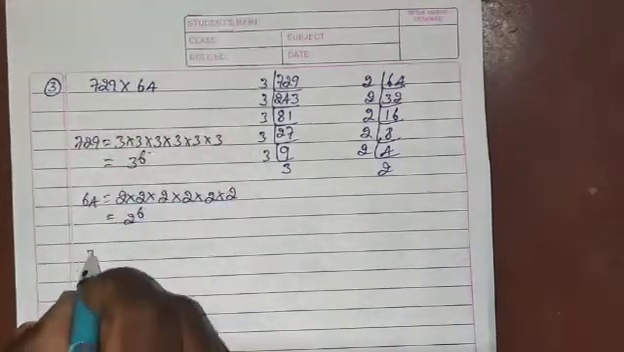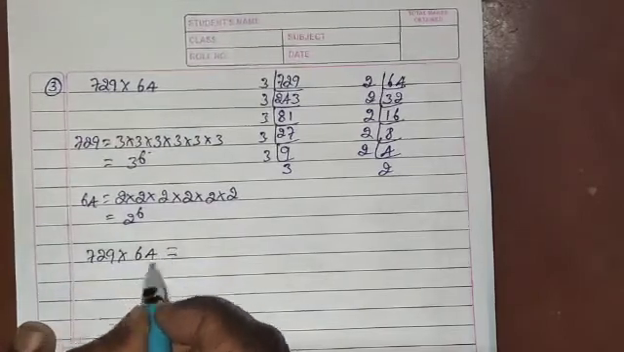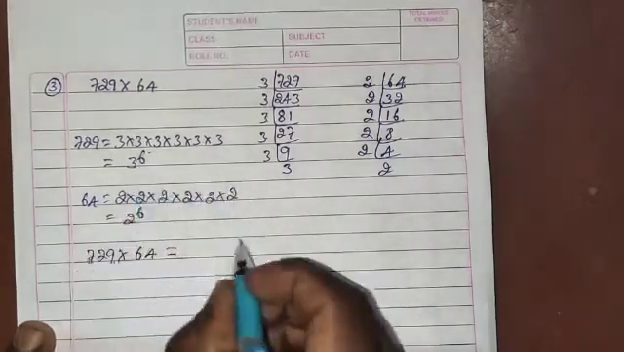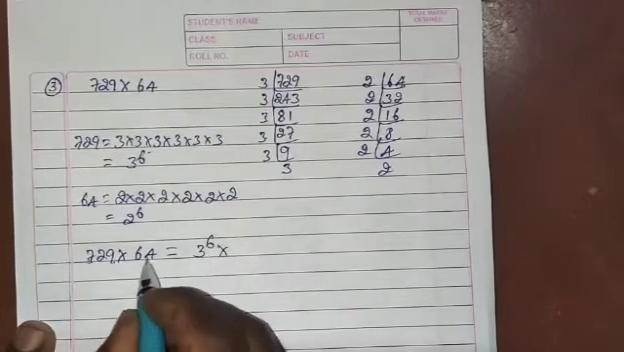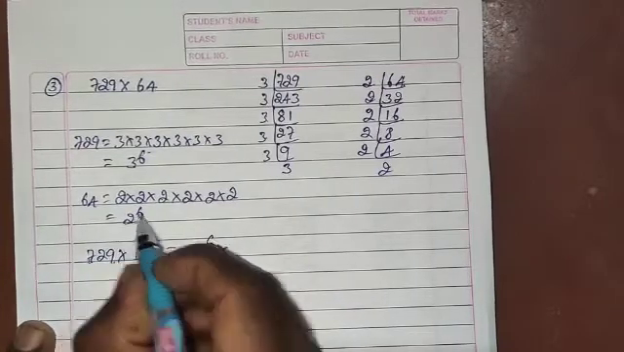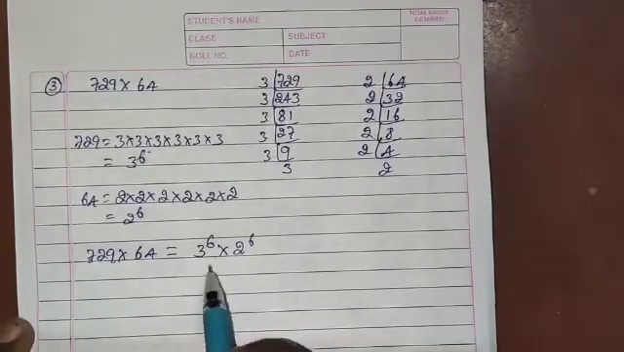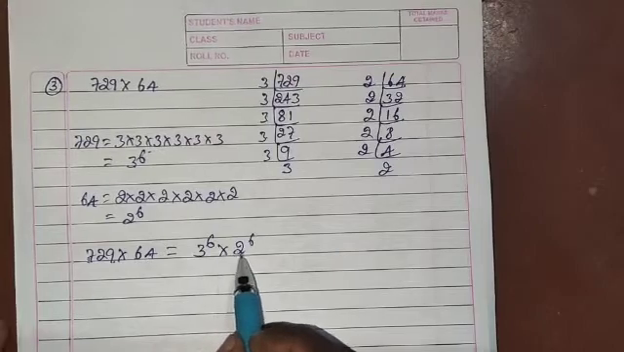Now we have to write 729 into 64. 729 we can write as 3 to the power of 6, into 64. For 64, how to write? 2 to the power of 6. Here observe, 3 to the power of 6 into 2 to the power of 6.